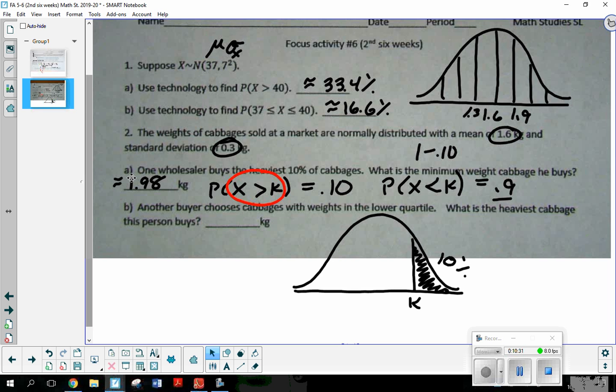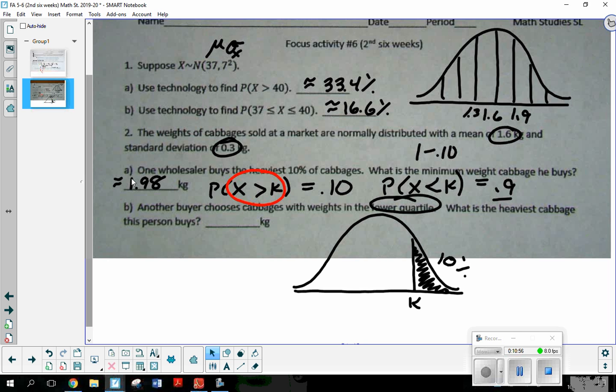Any questions on that? Is this coming back to you? A little bit? Okay. All right. Well, B, another buyer chooses cabbages with weights in the lower quartile. What's the heaviest cabbage this person buys? Okay, well, it's not giving me a particular value. It just says lower quartile. What's that mean?